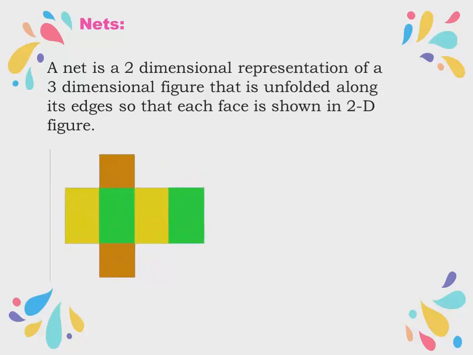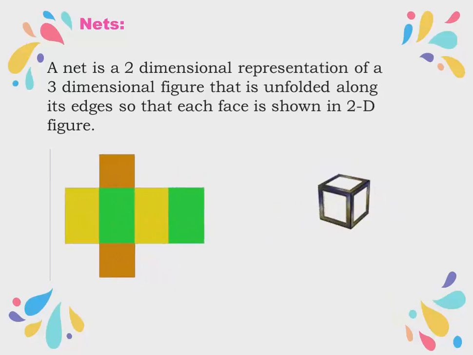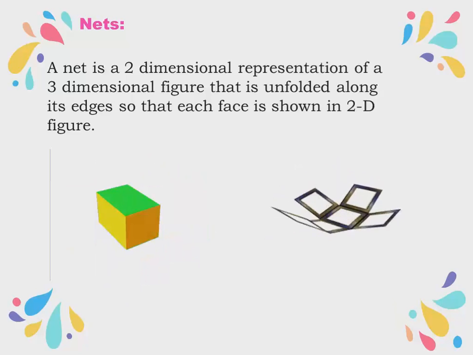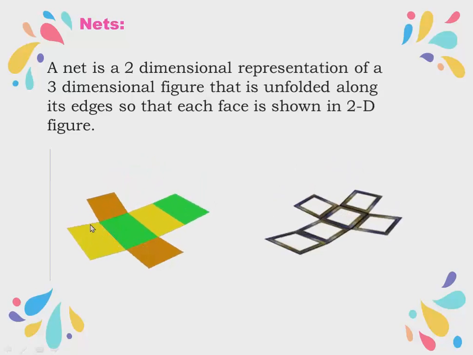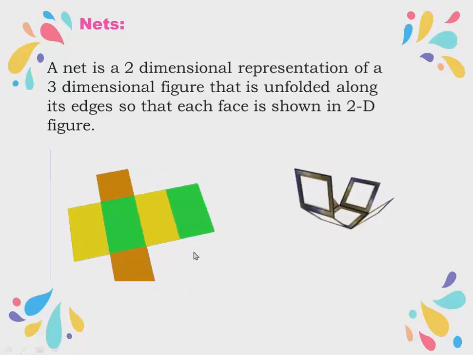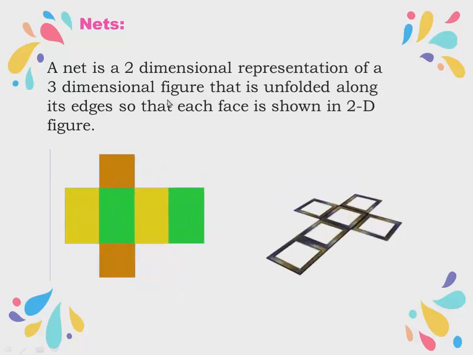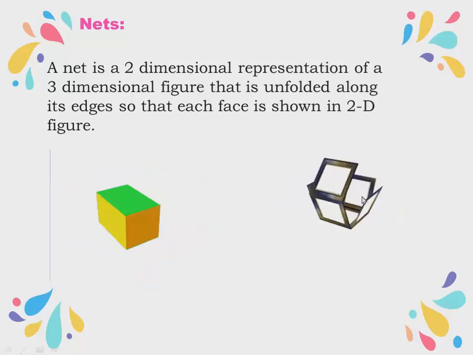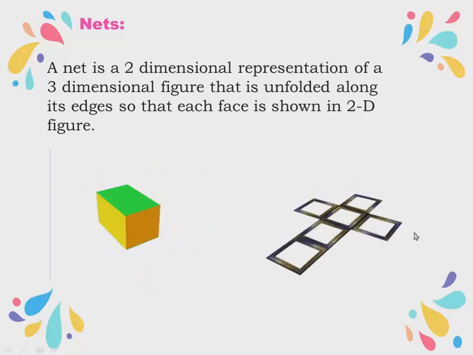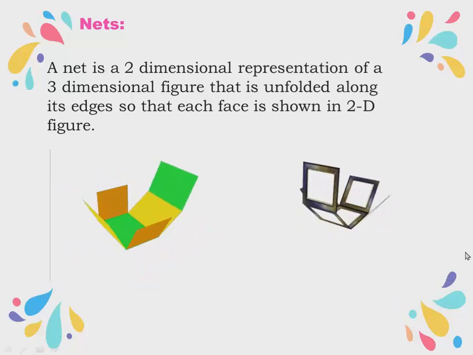Children, and unfolding means what? Opening is unfolding. See, this is a cube. This cube is being opened, this is unfolding, and a net is a 2-dimensional representation. See, now this is a 2-dimensional representation, yes or no? Because you can draw it on a paper, of a 3-dimensional figure. So when it is closed, it is a 3-dimensional figure, and when it is open, you can draw it on a paper. So then it becomes a 2-dimensional figure.